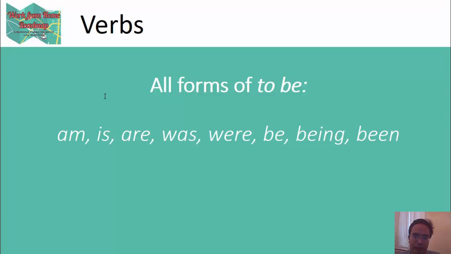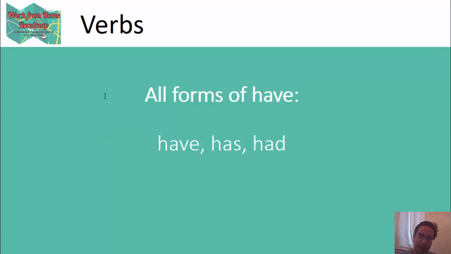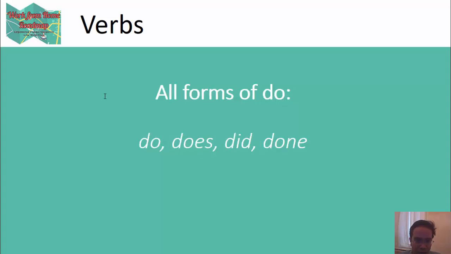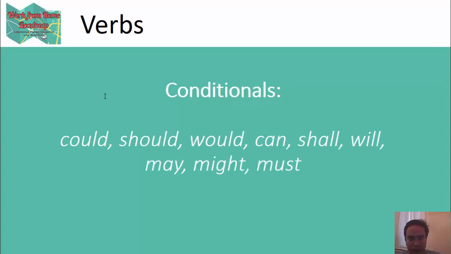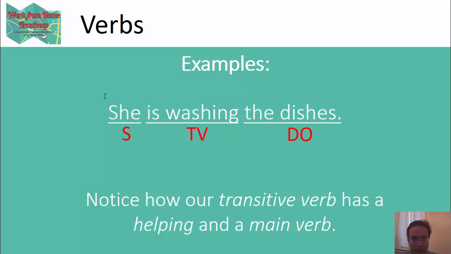All forms of to be, am, is, are, was, were, be, being, and been. All forms of have, which is have, has, and had. All forms of do, which is do, does, did, and done. Conditionals, could, should, would, can, shall, will, may, might, and must.